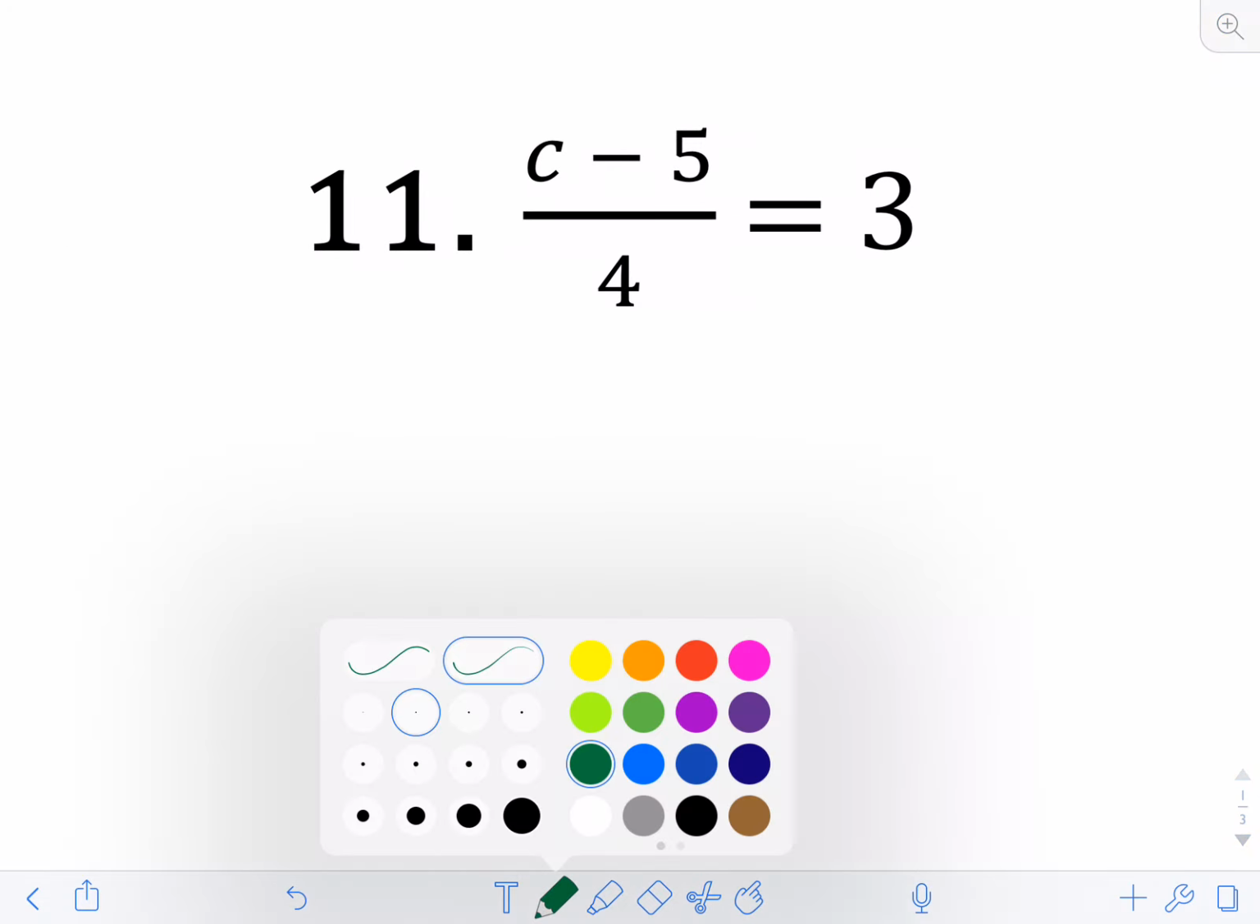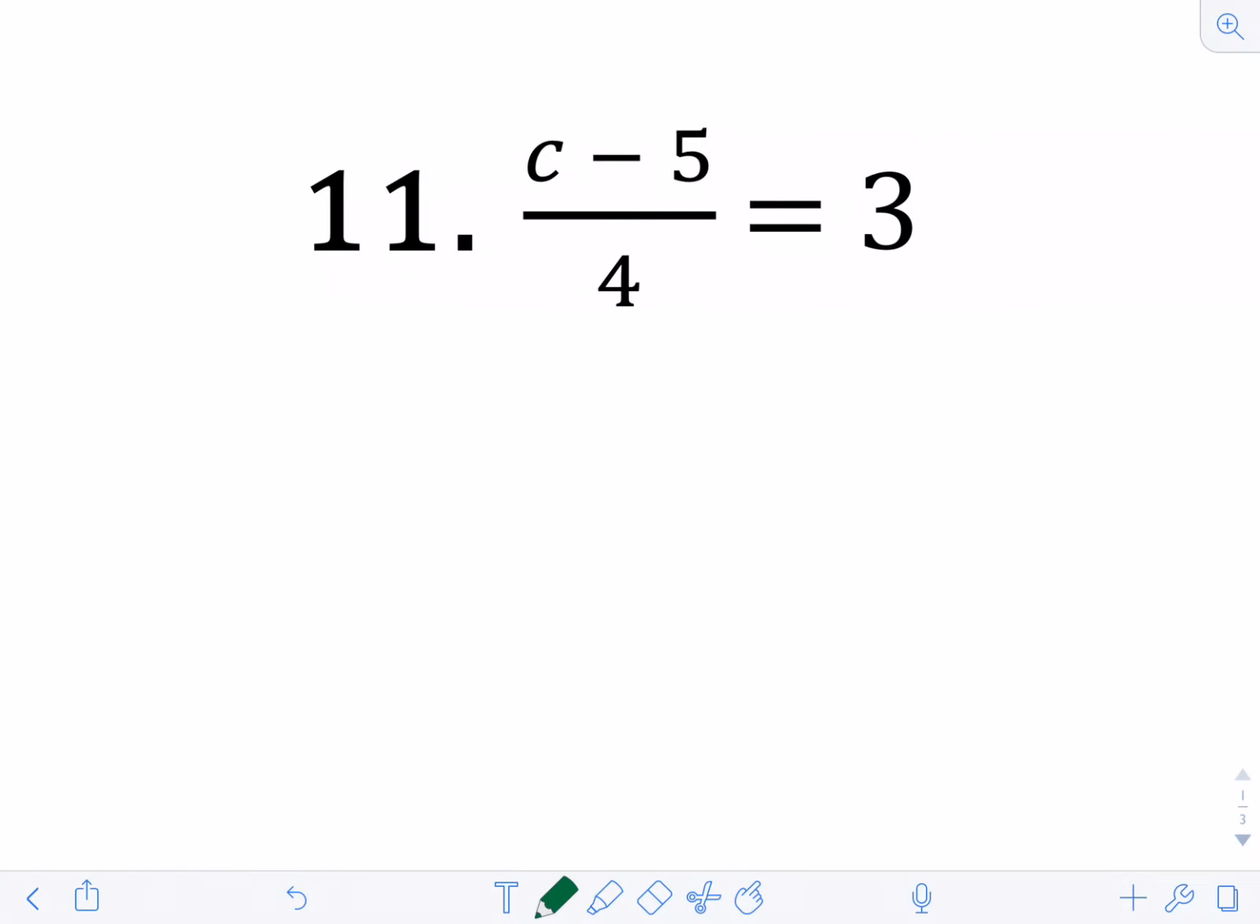Alright, number 11. Now when you get to problems like this is a little bit different. First, draw your line. Now what this says is, okay, I have c minus 5. I have the difference of c and 5. All of that's being divided by 4.